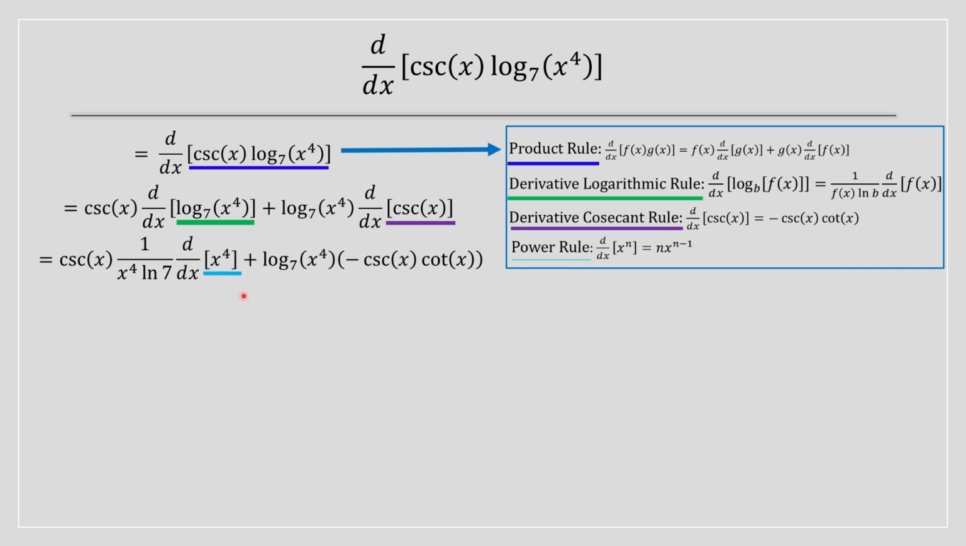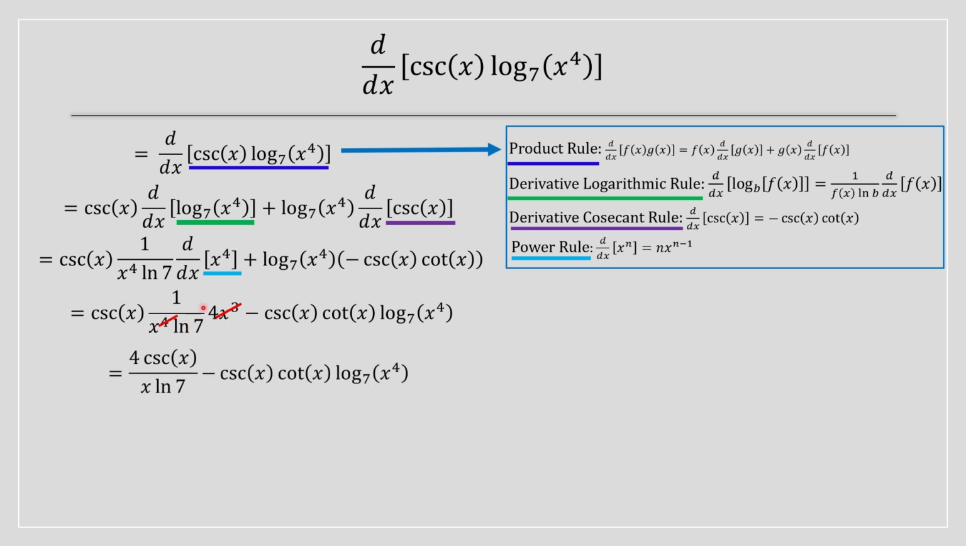So we have to do the derivative of it. So we basically have to apply the power rule. 4 will become the bottom and 3 will be on the top. And we're left with this. This gets cancelled out over here. And we're left with this. And that's our answer to this question.